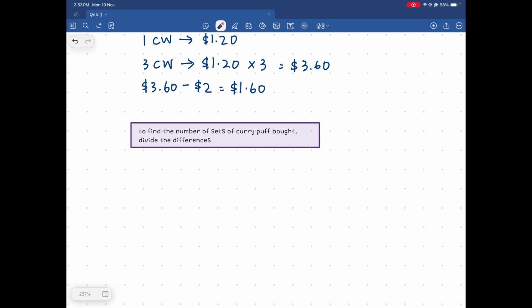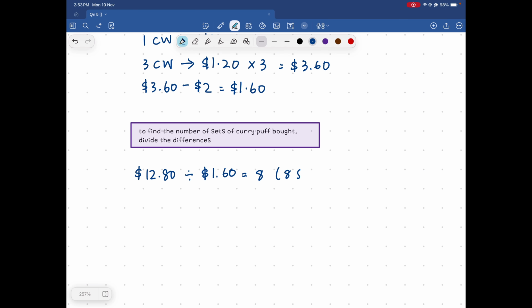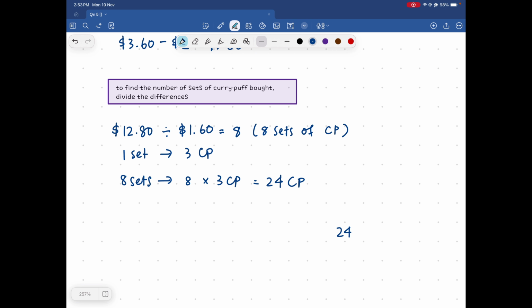To find the number of sets of curry puffs bought, I will take $12.80, the difference, divided by $1.60. This will give me the number 8. What does this number 8 mean? It means 8 sets of curry puffs bought. So since one set of curry puffs has 3, 8 sets will be 8 times 3, which is 24 curry puffs. And so in this question, he has bought 24 curry puffs.